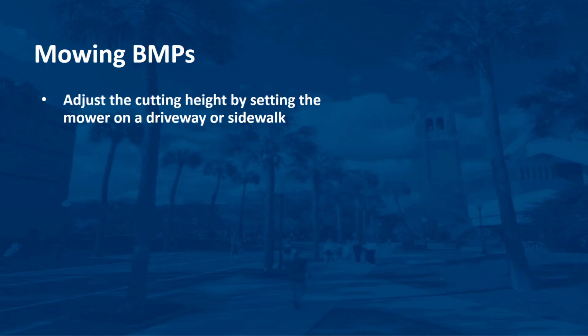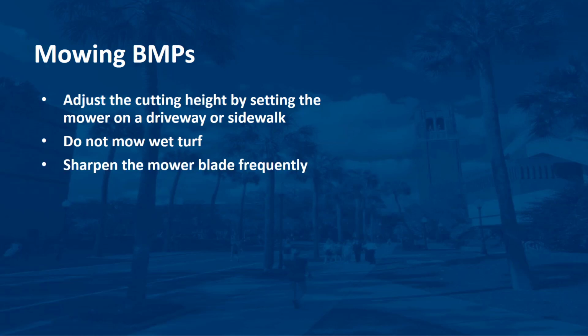Mowing BMPs. Adjust the cutting height by setting the mower on a driveway or sidewalk and using a ruler to measure the distance between the ground and the blade. Do not mow wet turf because it can promote disease and fungus. The clippings can clog the machine. Mow only when the turf is dry.